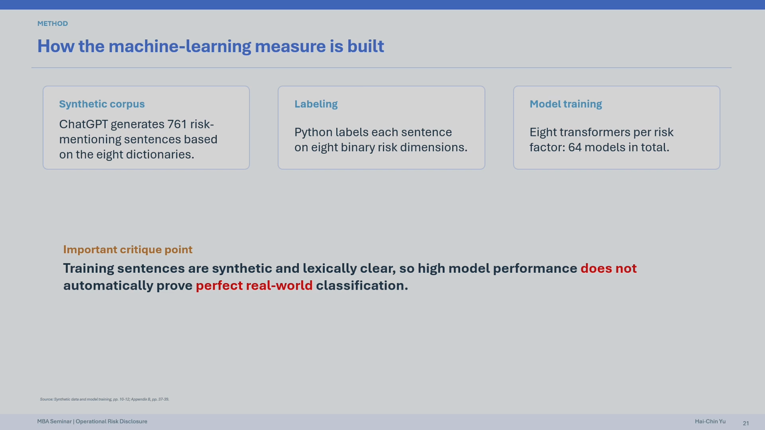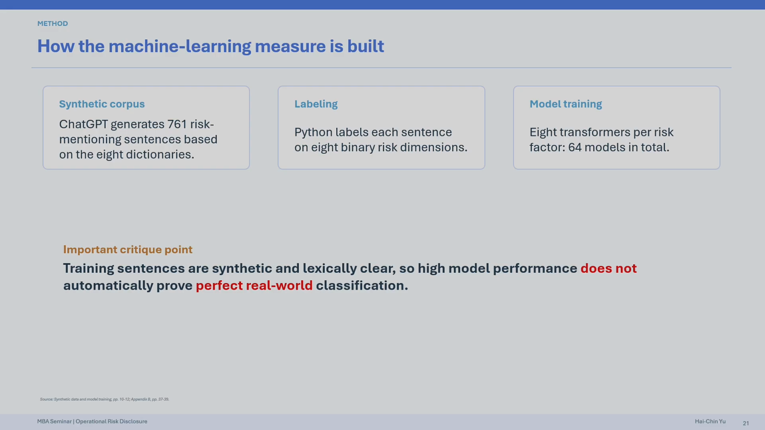Machine learning measures, how to build it. They also use ChatGPT. So they generate more than 700 risk-mentioned sentences, so large. But these risk sentences are related to a type of risk. They use Python to label each of the sentences and train the model, using 64 models in total.